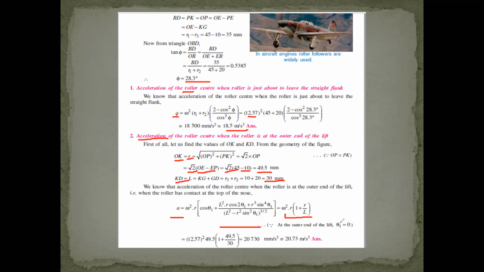So that means when it reaches the maximum, theta 1 is going to be 0 already. That was set in our cases. So theta 1 is 0. Just substitute theta 1 equals 0 in our equation. Then the equation arrives here as omega square r into (1 plus r by l). Just substitute the values in this equation. Then the value arrived here is 20.73 meter per second square.